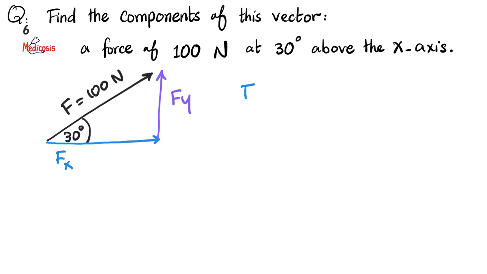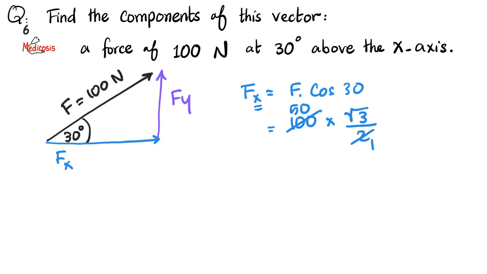Easy. Remember, Fx equals F, it is x, so cosine 30. How much is the F? The F is 100 newtons, and how much is cosine 30? It is square root 3 over 2. You can cancel 2 with the 100, becomes 50. So the Fx is 50 square root 3 newtons going east in the positive direction. And let's write this down here. Nice. Let me get the Fy then.